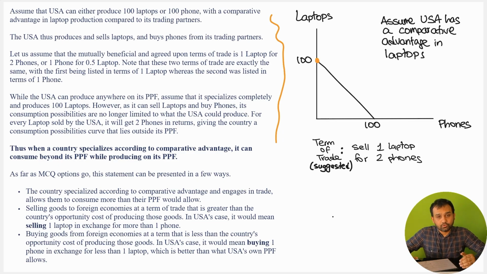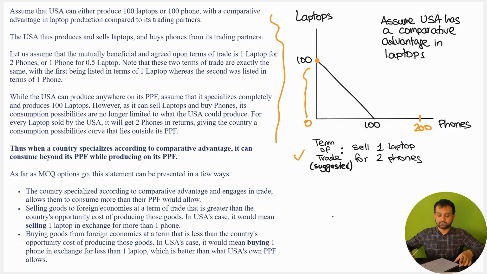Now, in this story, what we see is while USA had to produce on its PPF, it could consume beyond it. How? Because for every laptop it sold, it got 2 phones in return. So let's say USA produced 100 laptops. It sold all 100 of them, leaving nothing left. But instead of getting 100 phones, it got 200 phones in total.